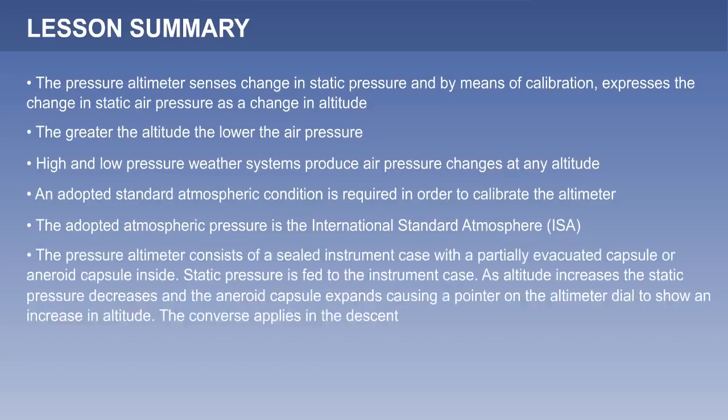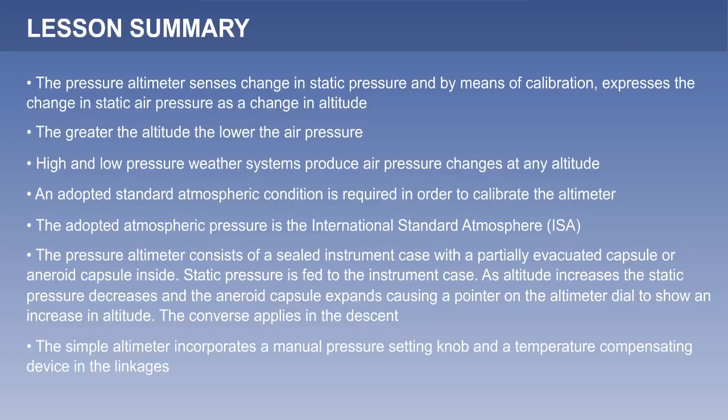The pressure altimeter consists of a sealed instrument case with a partially evacuated capsule or aneroid capsule inside. Static pressure is fed to the instrument case. As altitude increases, the static pressure decreases, and the aneroid capsule expands, causing a pointer on the altimeter dial to show an increase in altitude. The converse applies in the descent. The simple altimeter incorporates a manual pressure setting knob and a temperature compensating device in the linkages.